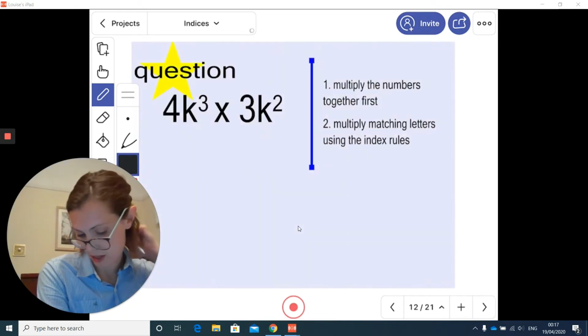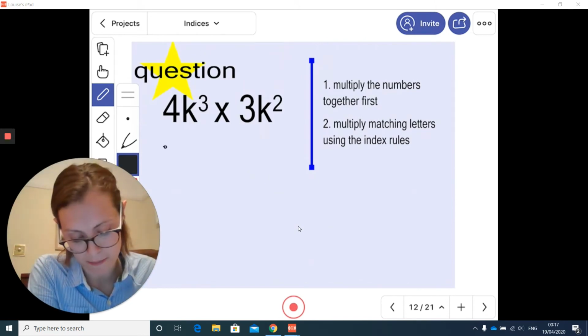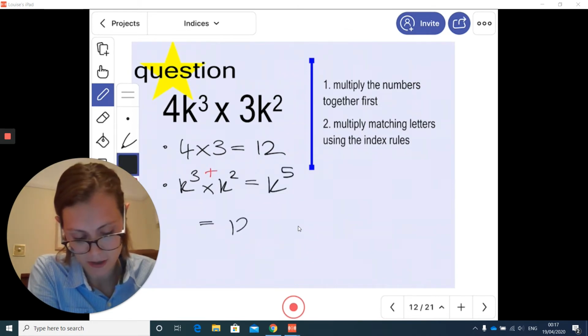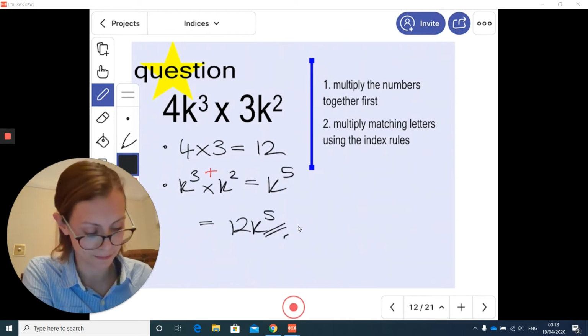So let's have a look at another example. You've got 4k cubed times 3k squared. So deal with the numbers. 4 times 3, 12. Let's deal with the k's. K cubed times k squared, the powers add to give 5. Final answer, 12k to the power of 5. Okay, that should be nice and easy.